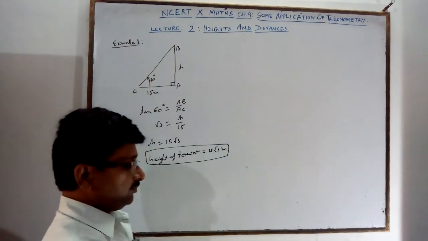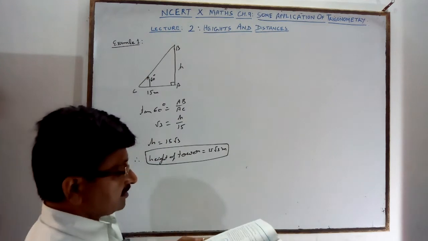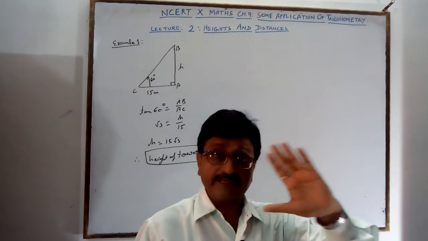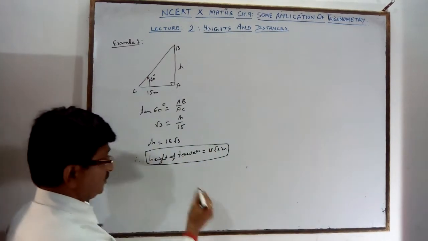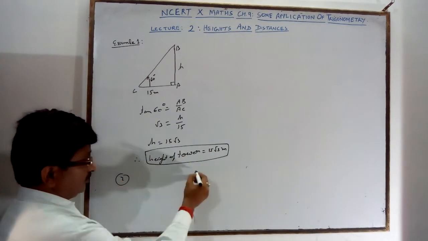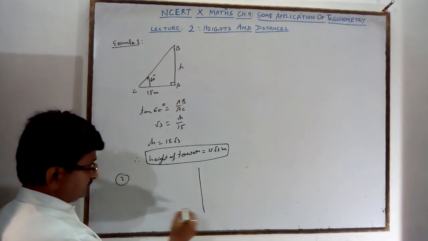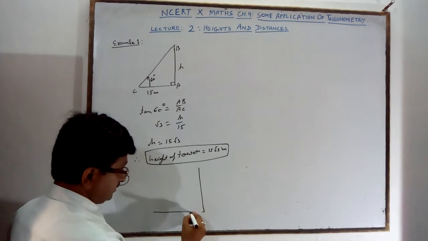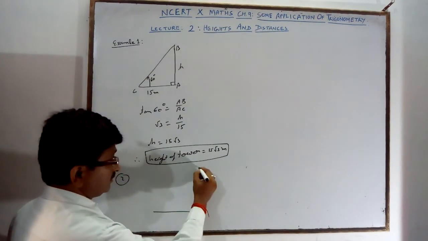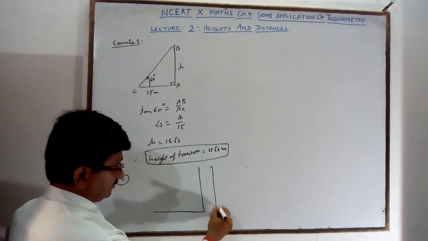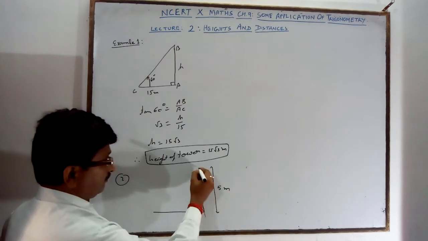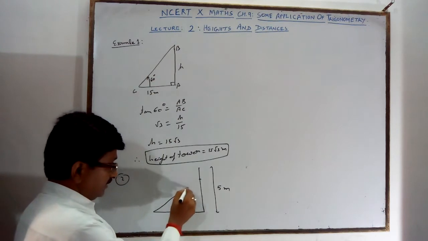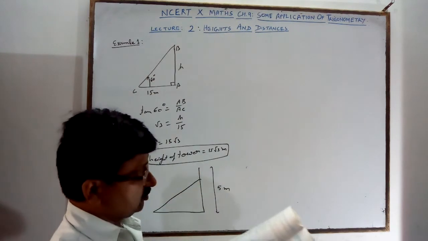The second example of the book is given. An electrician has to repair an electric fault on a pole of height 5 meter. A 5 meter high pole is given, and there is a ladder you want to place, but the electrician is not reaching the top. The height is given 5 meter from the ground, but the electrician wants to put the ladder till a height of 1.3.